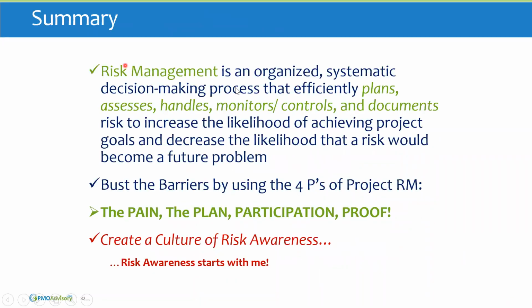And in summary, risk management is an organized, systematic decision-making process that efficiently plans, assesses, handles, monitors/controls, and documents risk with the purpose of increasing the likelihood of achieving project goals and decreasing the likelihood that a risk will become a future problem. We want to bust the barriers of risk management by using the 4 Ps of project risk management: the pain, the plan, participation, and proof. Okay, and all of this is going to help us to improve implementation of risk management on our projects.